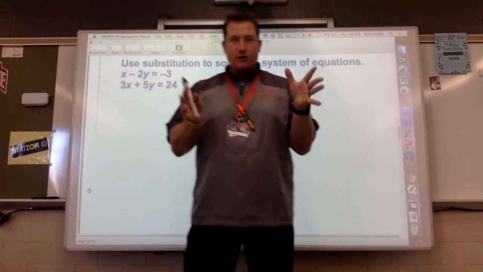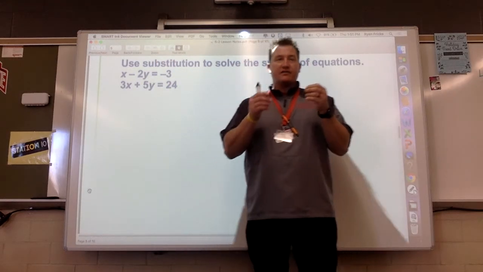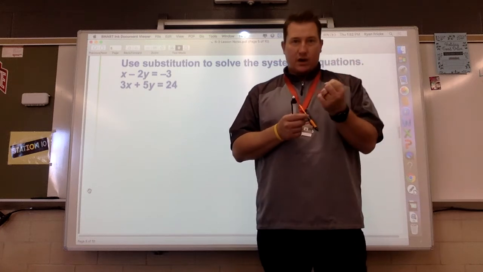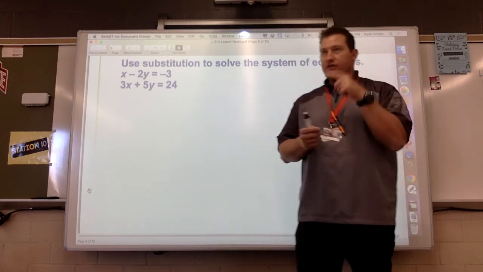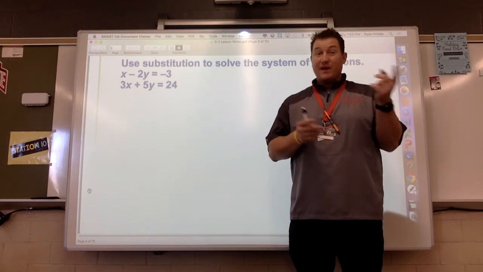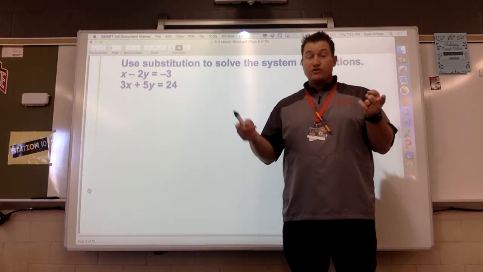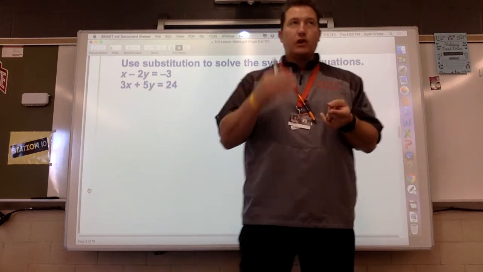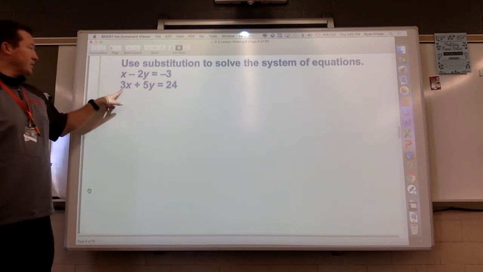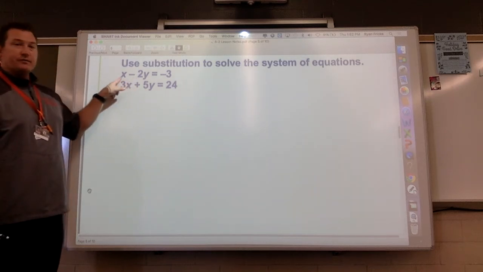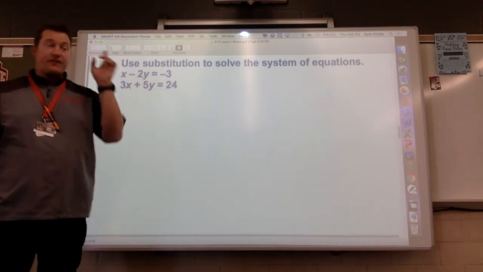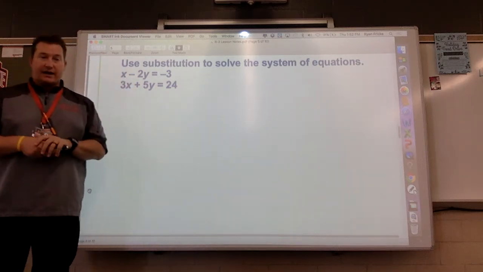I always say look for the loner. And what I mean by that is look for the coefficient that is alone or that is positive 1. Do we have a coefficient that's positive 1? If we do, solve for that one. If we don't, do we have negative 1? Could we choose that one? Okay? So look at your coefficients. I have coefficients of 5, 3, negative 2, and here it is, positive 1. I want to solve the top equation for x.